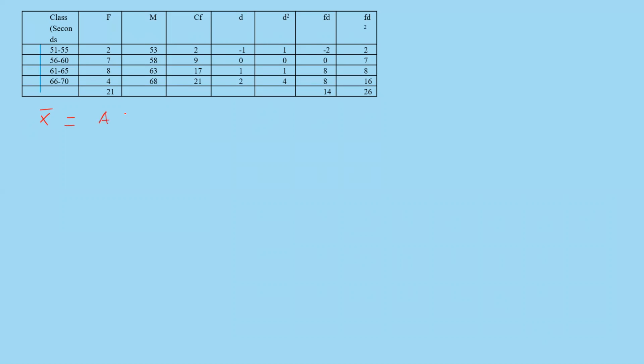And so now let's quickly calculate mean in the case of continuous series. In the case of continuous series, the formula for mean, we know it is A plus summation FD by N, into I. So let's substitute the values. A, we have assumed 58 as the assumed mean, and summation FD, you know it is 14, and N, you know it is 21, into 5. And when you solve this, you will get 58 plus 3.33, that lands up to 61.33.